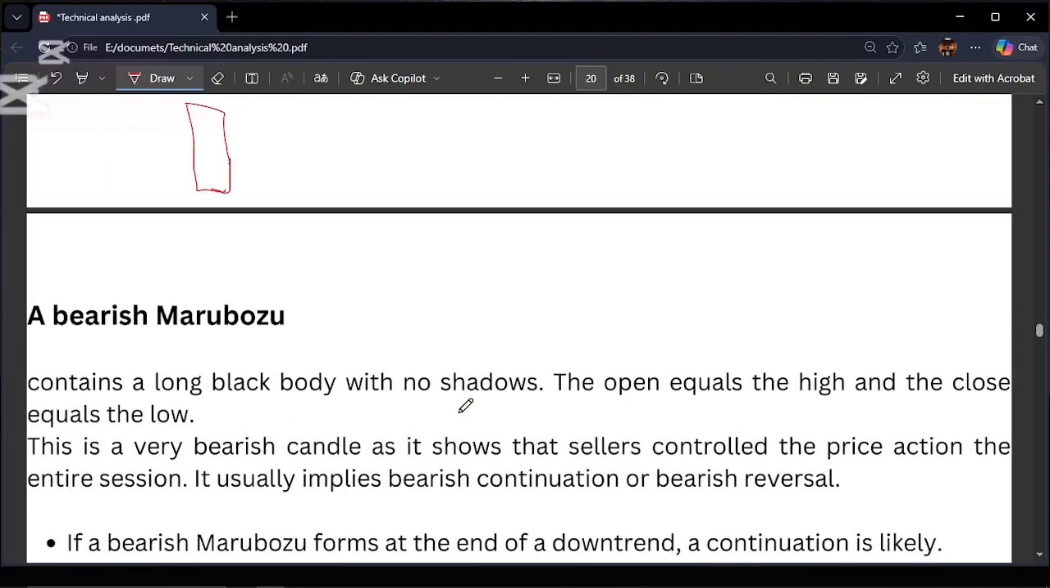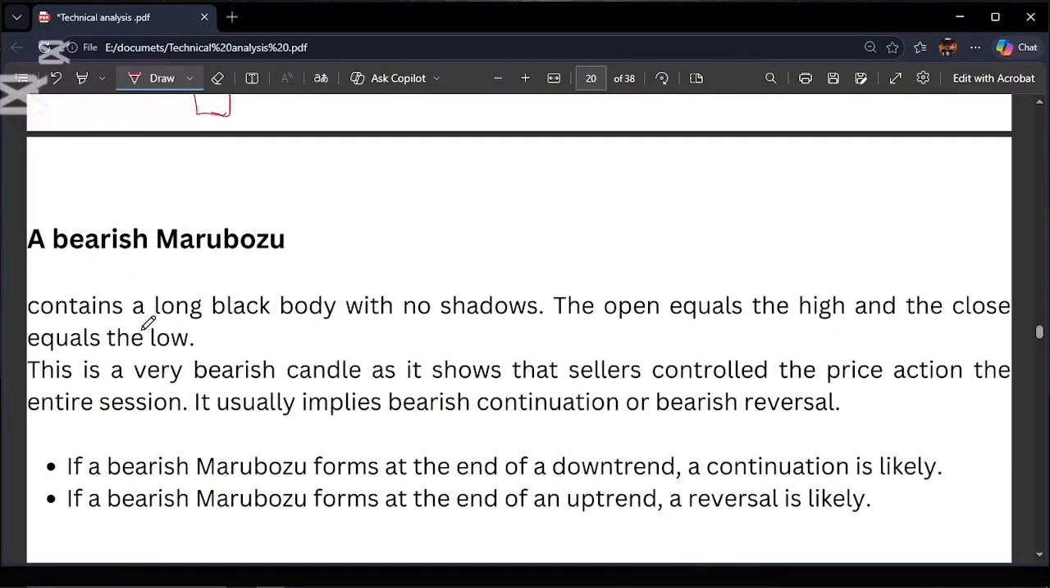Then we have the bearish marubozu, and this one contains a long black or red body with no shadows. The open equals the high and the close equals the low. So basically, this is a very bearish candle, as it shows that sellers control the price action the entire session. It usually implies bearish continuation or a bearish reversal.